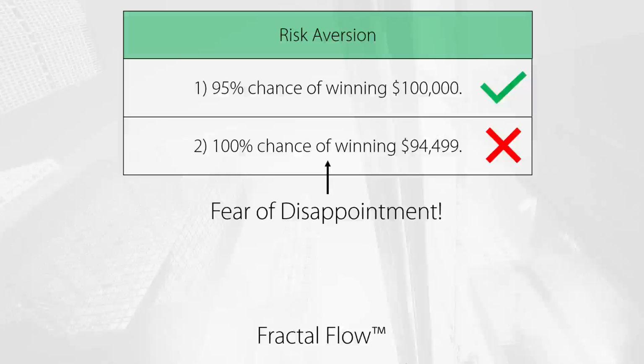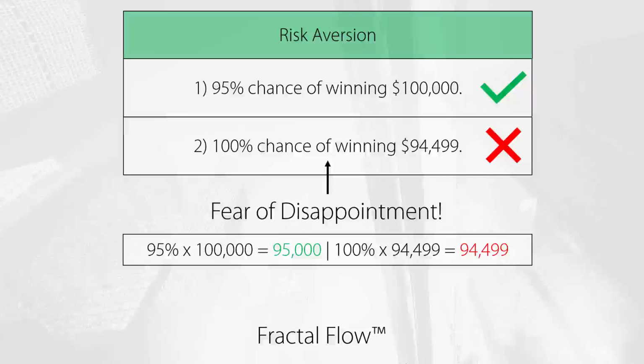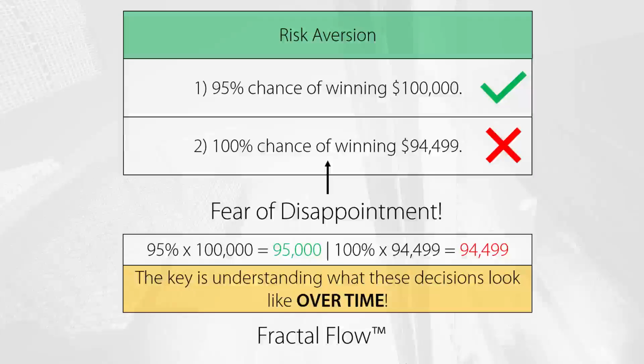However, statistically speaking, the correct alternative is alternative number 1 because 95% of 100,000 produces $95,000 over a series of equal decisions, while 100% of 94,499 produces $94,499, which is less money. The key here is not to pay attention to what the numbers feel like gauged by our intuitions, but to use mathematics and statistics to discover what the decisions really look like over time.